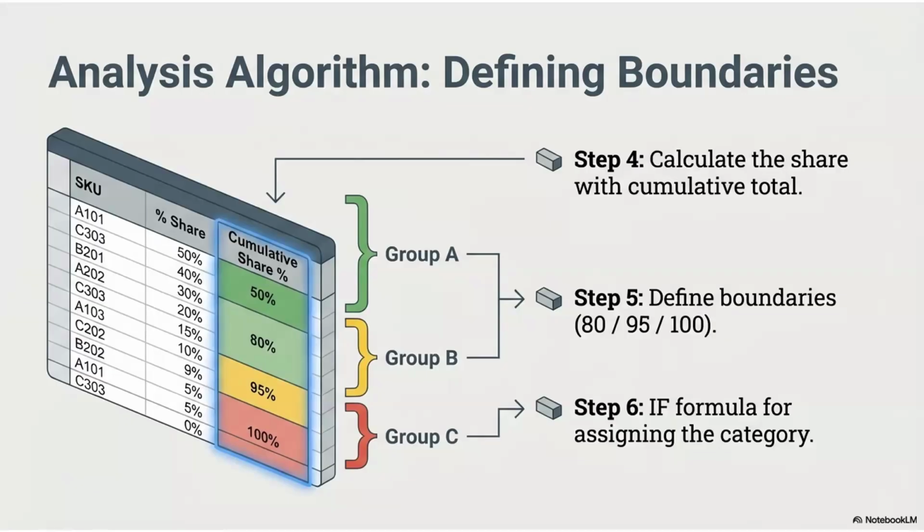Once this cumulative percentage is calculated for each position, it is time to define the boundaries of the target groups. Although the classic Pareto proportions are not an unbreakable dogma, and modern companies often adapt them to the specifics of their own industry, the standard distribution is as follows. Items whose cumulative share is from 0 to 80% form the strategic group A. The range from 80% to 95% forms group B, and the remainder from 95% to 100% falls into the mass group C. The final step of the algorithm is the direct assignment of the corresponding categories to each article number.